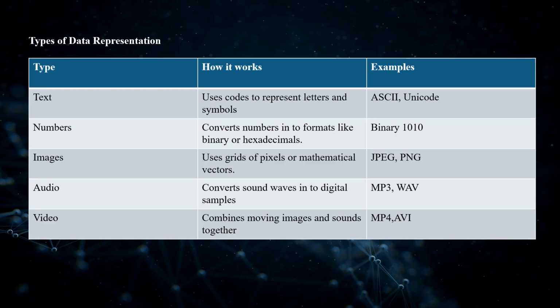Types of data representation. Text representation. Computers use specific numerical codes to stand for every letter, digit, and symbol. Numbers are represented using binary and number systems such as decimal and hexadecimal. Image representation. Digital images are broken down into a massive grid of tiny dots called pixels.